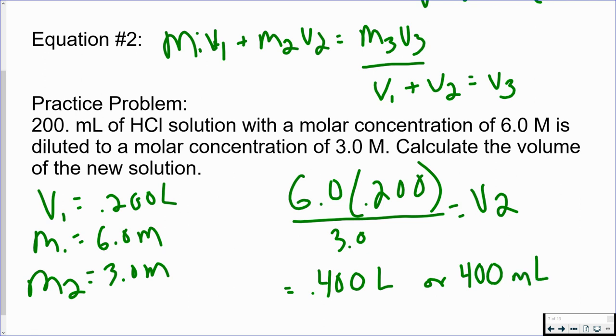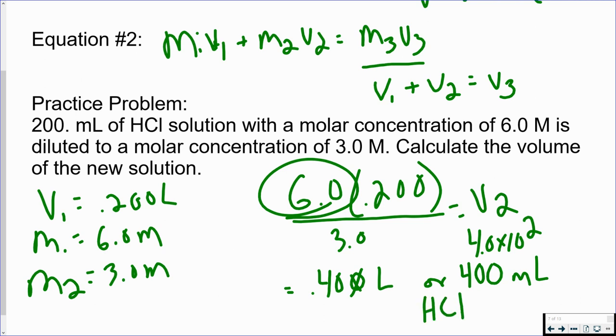milliliters. Now, the hardest part is technically speaking, this shouldn't be there because it only has two sig figs. So you would have to write it as 4.0 times 10 to the second. And the identifier on that would be HCl.